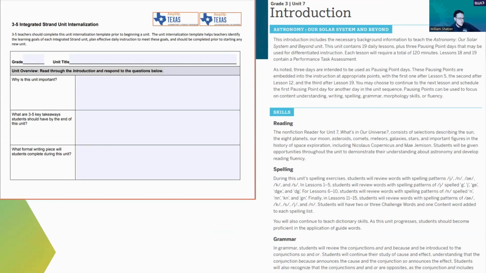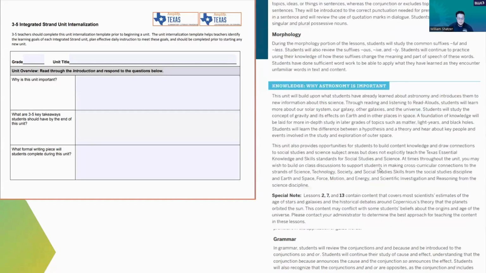Why is the unit important? What are the 3 to 5 key takeaways students should have by the end of the unit? And what formal writing piece will students complete during this unit? So on the right-hand side of the screen, we see our unit introduction for grade 3, unit 7. And of course, it breaks down everything that will be happening within this unit. And we're going to take a look at these, in this case, 3 pages.